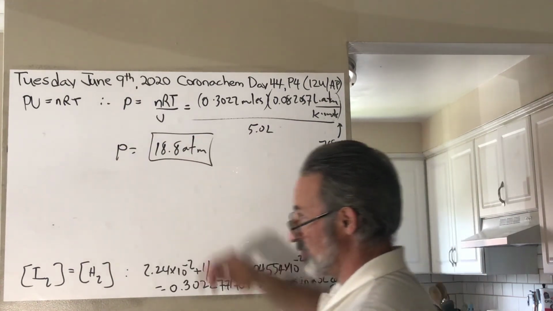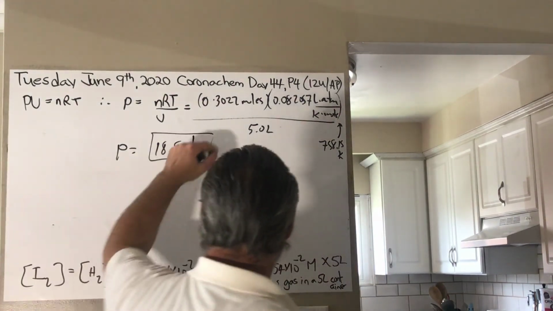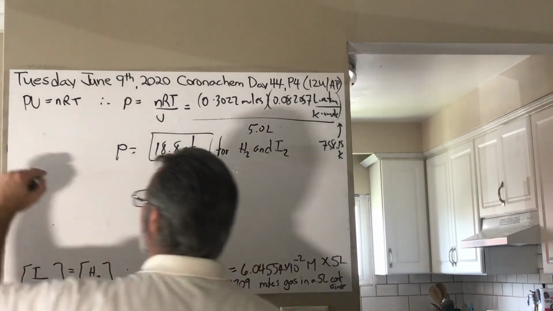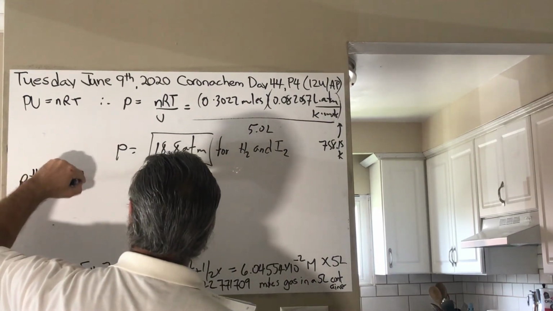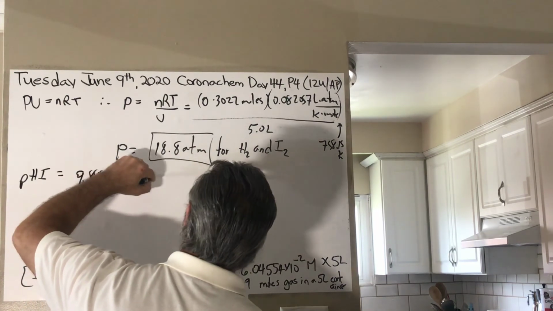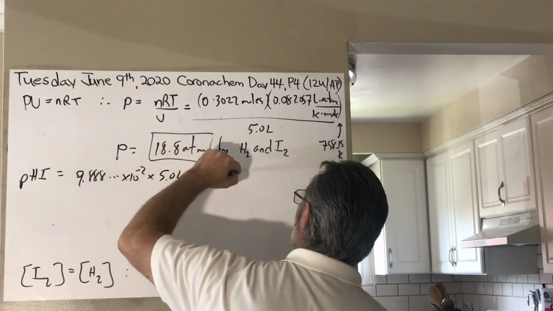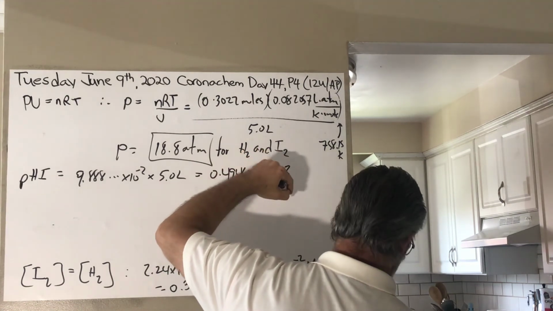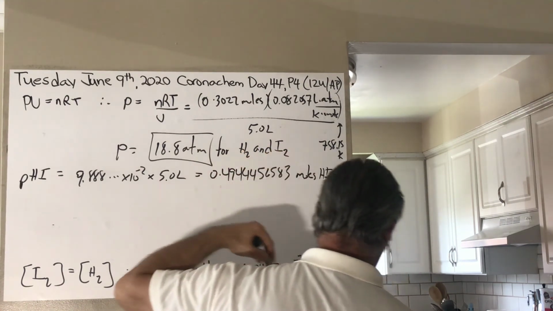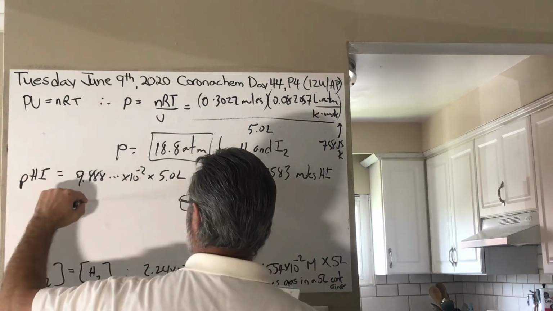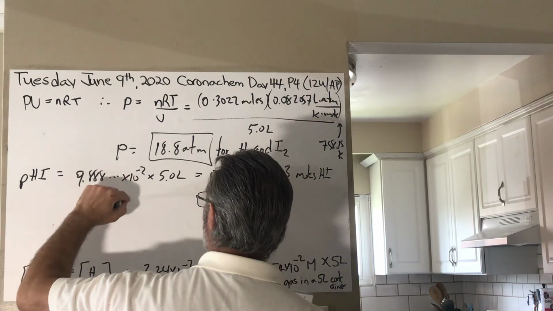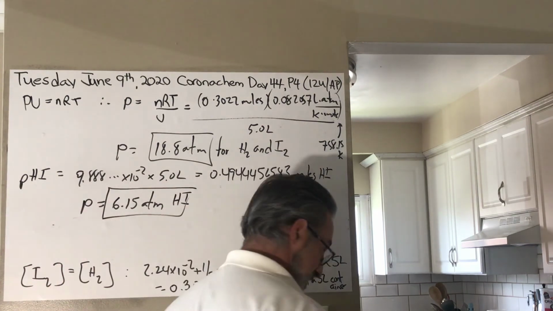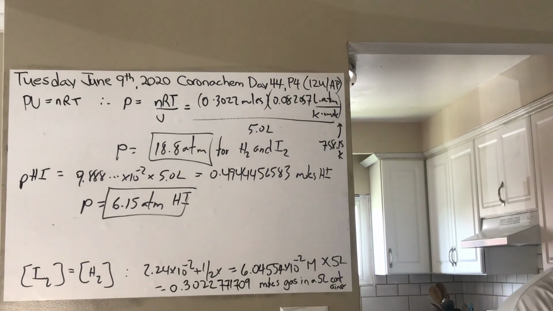Both of those gases, H2 and I2, each have a partial pressure of 18.8 atmospheres. Then if you want to find the partial pressure for the HI, the moles of HI are 9.888, etc., times 10 to the minus 2, again times 5 liters. So that means you have 0.4944456583 moles of HI. Again, you do the P equals nRT, solve for P. I'm not going to do that on the board. What I got was 6.15 atmospheres of HI. Okay, and that's partial pressure. It's a long question. It's got multiple steps in such a short little question.